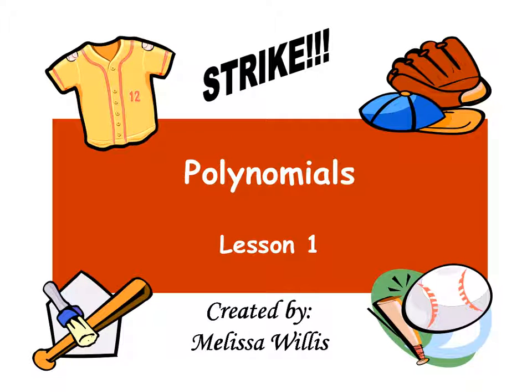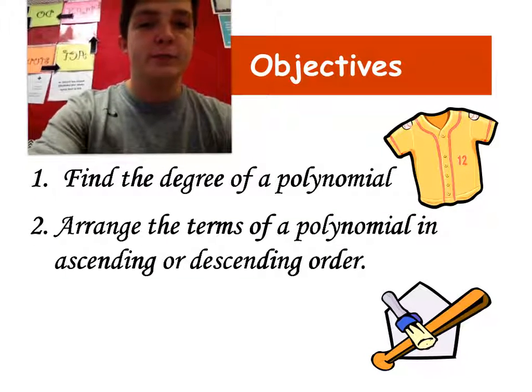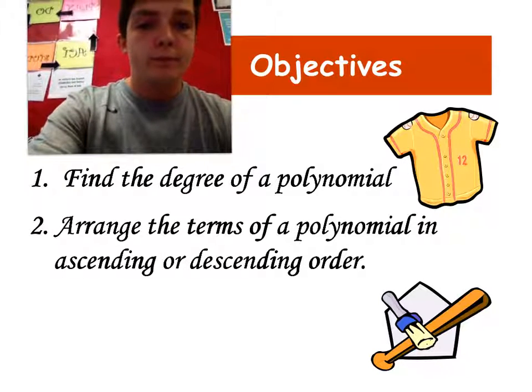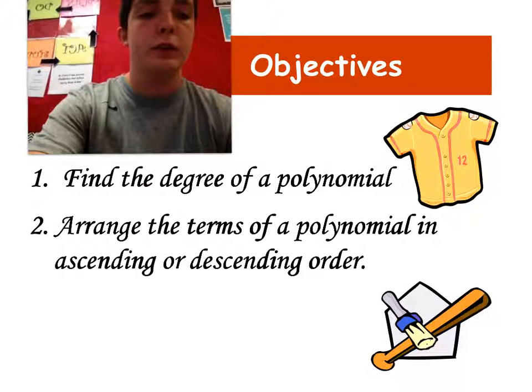Alright, in this unit we're going to review everything about polynomials. So our first lesson is going to just be the basics of polynomials. Objectives. Number 1, find the degree of the polynomial. Number 2, arrange the terms of a polynomial in ascending or descending order.